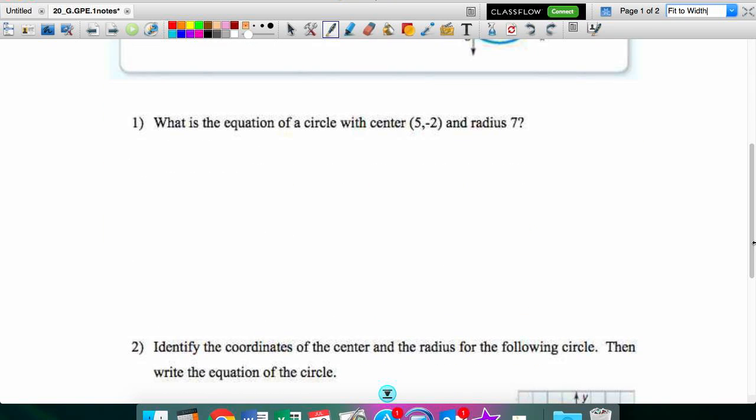In example 1, we want to write the equation of a circle given the center and the radius. The first thing I'm going to do is label my center and radius with the following letters. The center will be our h and k. So let's go ahead and label 5, -2 as h and k. So that means in our formula, wherever we see an h, we'll put a 5, and wherever we see a k, we'll put a -2. Our radius will be our r.